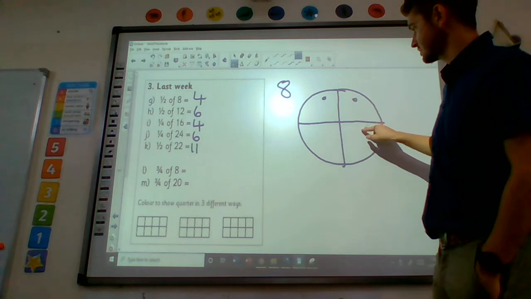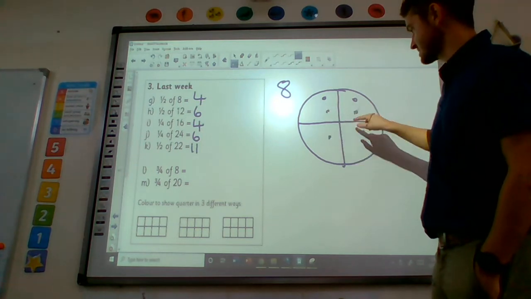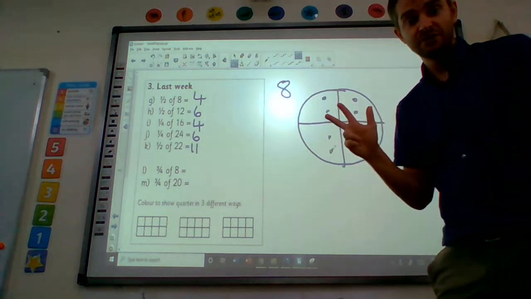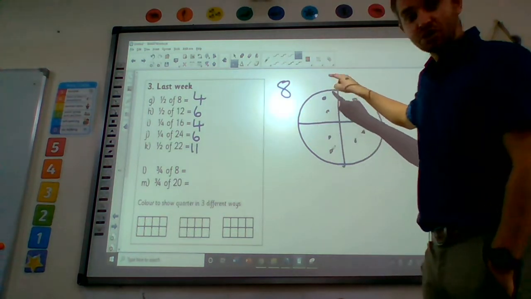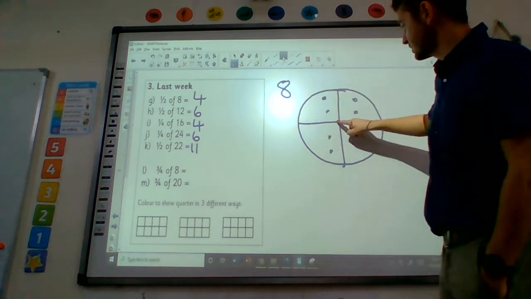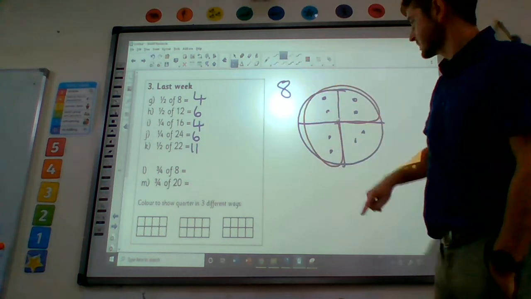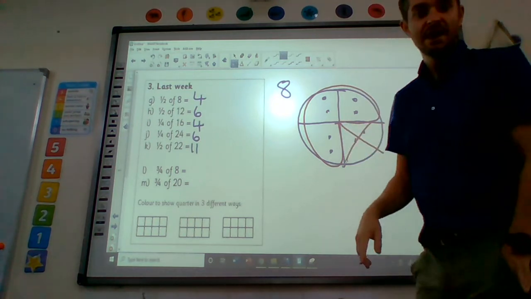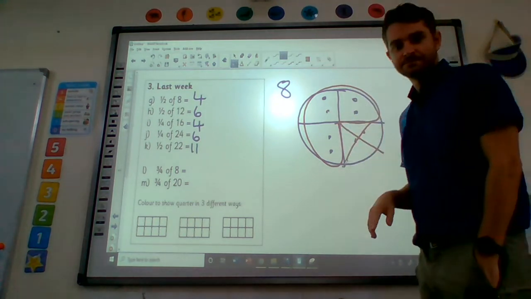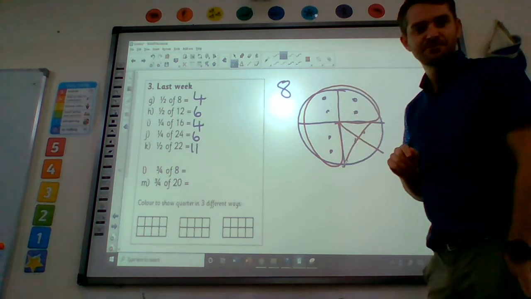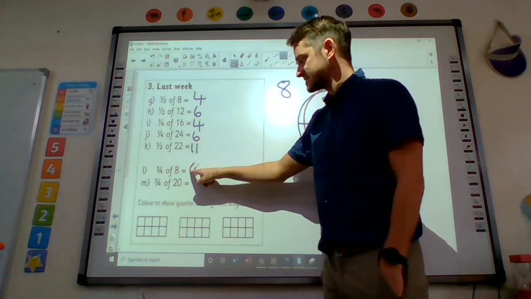1, 2, 3, 4, 5, 6, 7, 8. And then we count 3 of the quarters. Not 1 quarter, not 2 quarters, but 3 quarters. Now I could use my red pen. 3 quarters. I could even put a cross through this one, so I don't count it. I only want to count 3. 1, 2, 3, 4, 5, 6. 3 quarters of 8 is 6.